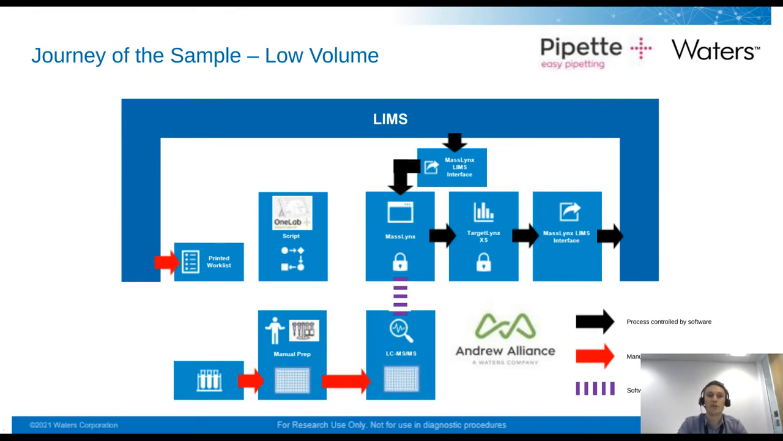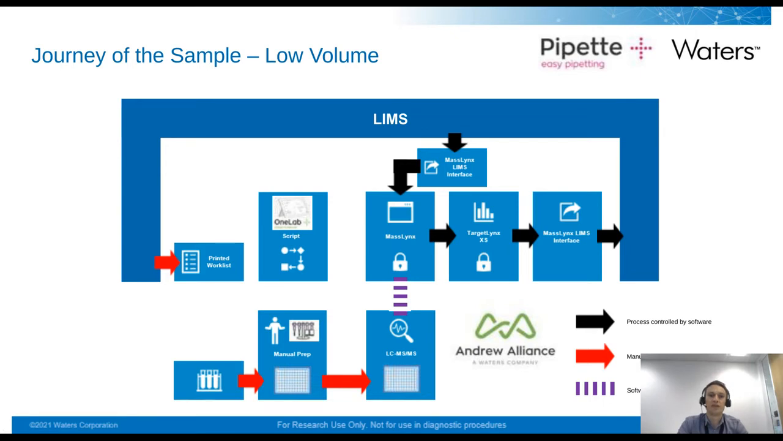A MassLynx sample list can then be created by using the MassLynx LIMS interface software, which I'll discuss in more detail later. With this, the sample ID from the LIMS is imported and the LC-MS/MS method parameters from a method-specific template are set. The analyst must then specify the well position or vial position of the samples, as with Pipette Plus, sample extraction is still performed manually. And once this is done, the sample run is submitted and LC-MS/MS quantification is performed.